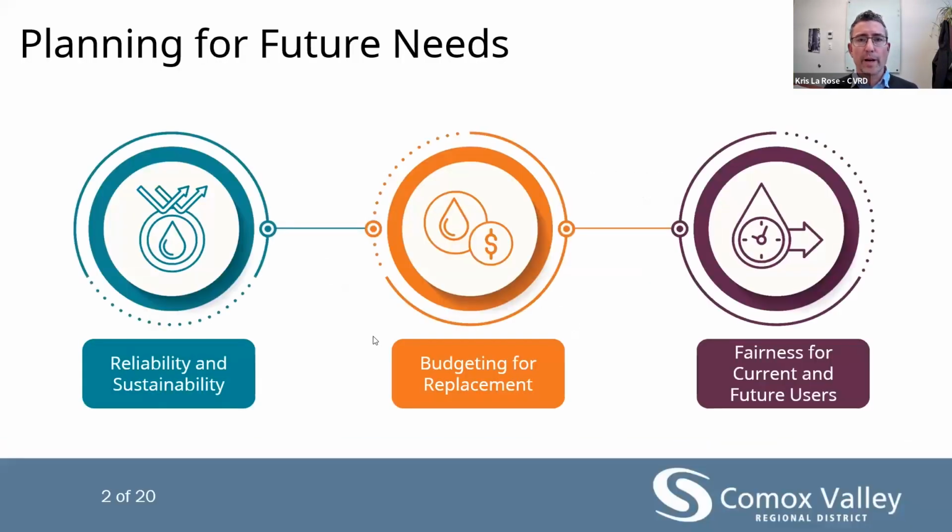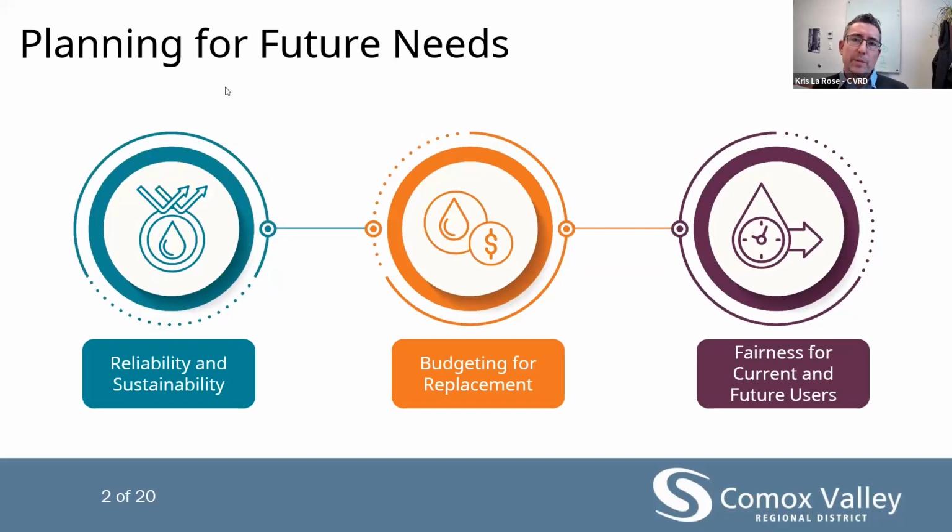So let's start with why we're here. There are a few key drivers behind this effort, and they can generally be summarized as our recognized responsibility to plan for the future needs of these communities. Why? Well, a key reason is for reliability and sustainability of our services. Our water systems are aging, and to ensure that they are able to continue reliably providing services, plans have been made for the long-term replacement and upkeep of them.